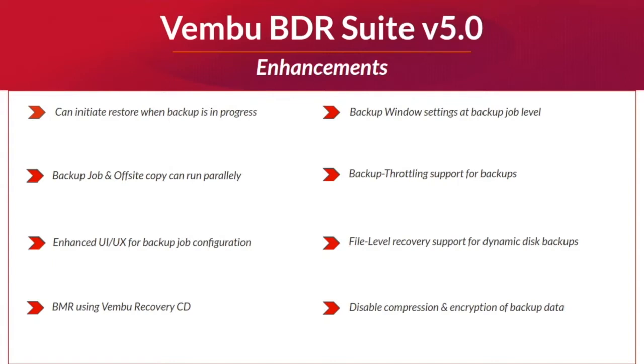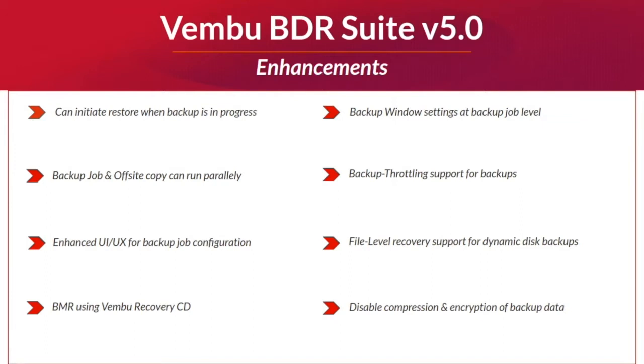And you have something called backup window settings at backup job level. You can choose or constrain when a backup job has to run and when it should not run, using these backup window settings. This is not at a global level. Now we have brought it to individual job levels also. And you have backup throttling support for individual backups. You can set that as a global setup also.